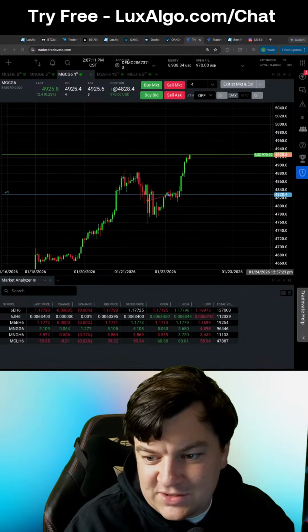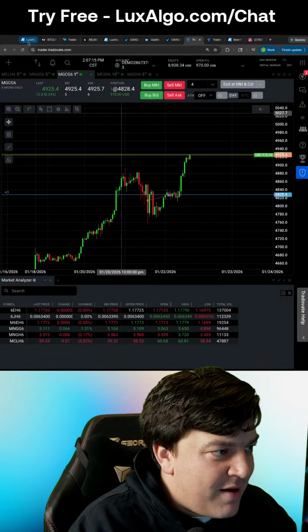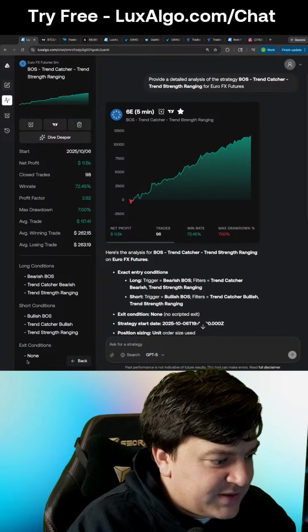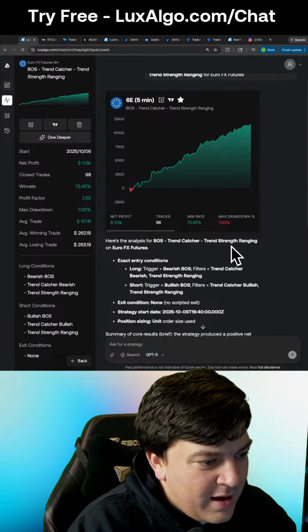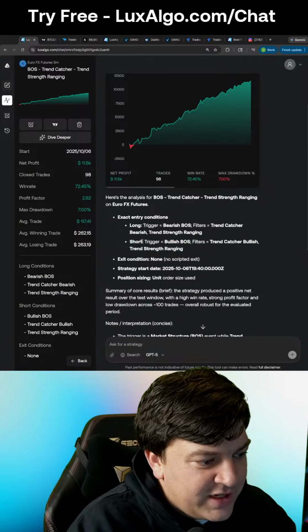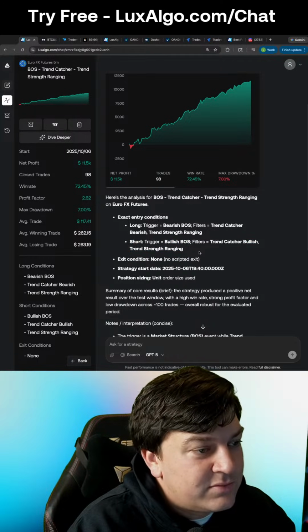It exits based on, some of them have exit conditions. This specific strategy doesn't. So when an opposing signal triggers, it exits that trade and enters the opposing signal.